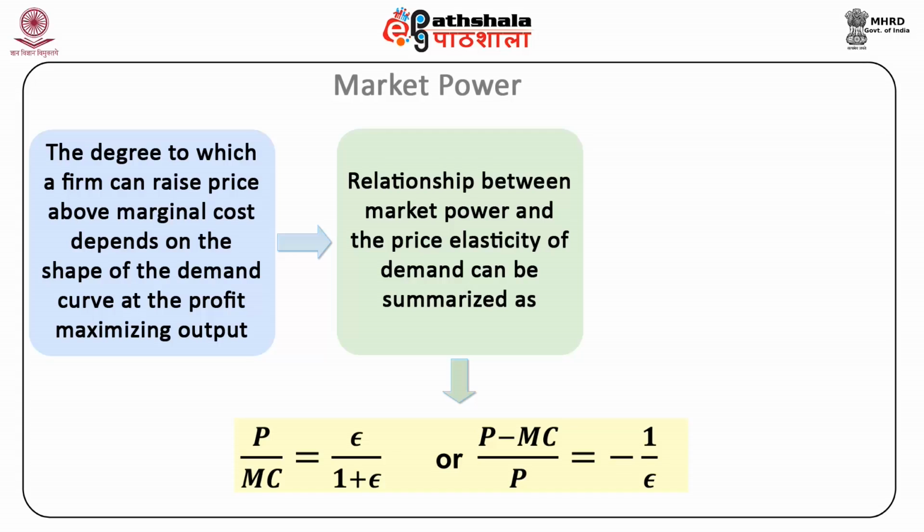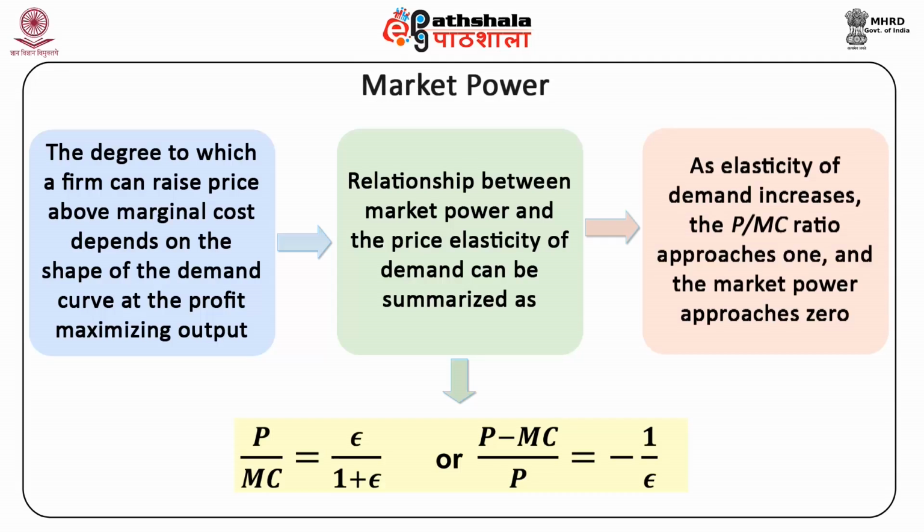P by MC equals E by (1 plus E), or (P minus MC) by P equals minus 1 by E, where E is the elasticity of demand, which is negative. Thus, the RHS ratio in equation 3 is always greater than 1. As elasticity of demand increases, the P by MC ratio approaches 1 and the market power approaches 0. The higher the P by MC ratio, the more market power the firm possesses.